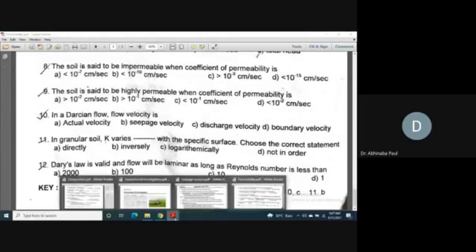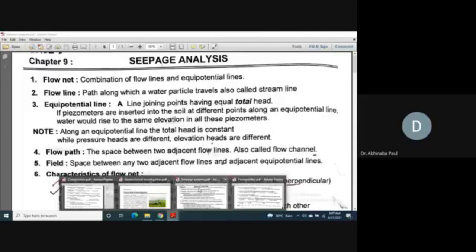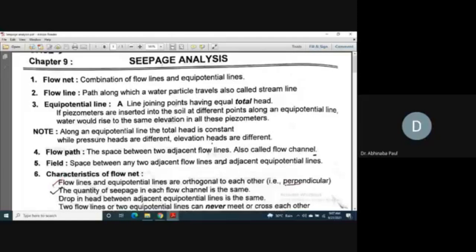Okay. Now seepage analysis. Moving to seepage analysis, there are some important terminologies related to seepage: flow net, flow line. So what is a flow net? A combination of flow lines and equipotential lines. What are flow lines? The path along which a water particle travels, also called a streamline. The line along which water passes, we call it a flow line.